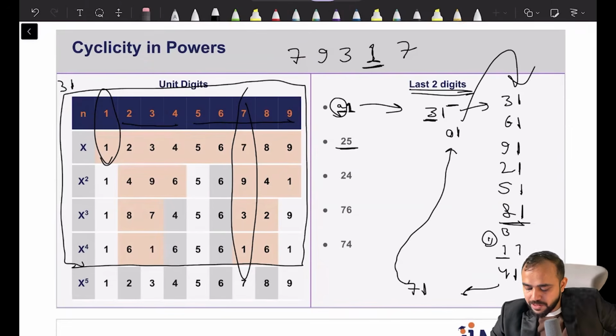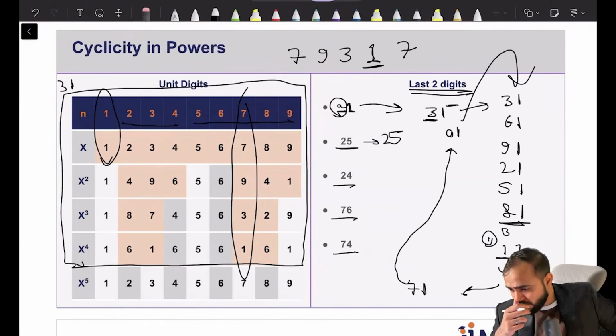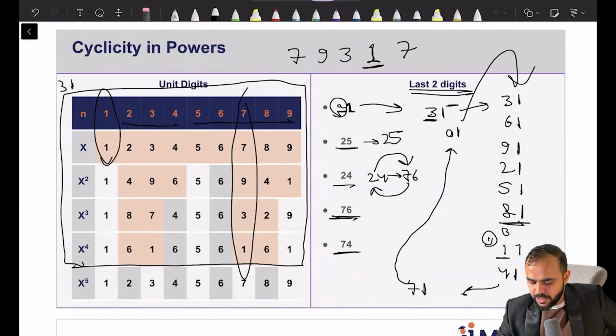For 25, it's always going to be 25. 25 square, 625, and so on. It's going to continue. For 24, 76, and 74, it will oscillate. You can check, but the oscillation is between 24 and 76. So even power 76, odd powers 24. So you can commit that to your memory. 76 always. So this is an exception like 25.